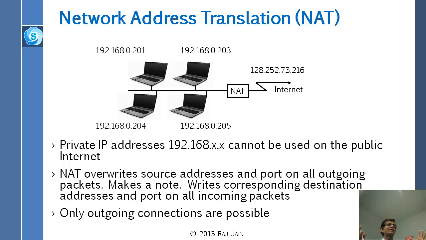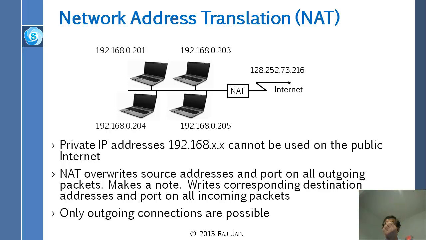Everybody knows what a private address is, right? And what a public address is. So this is a public address, and you have only one public address. All the computers have private addresses, and then you use that one address. The private addresses cannot be used on public internets, so the NAT overrides the source address.